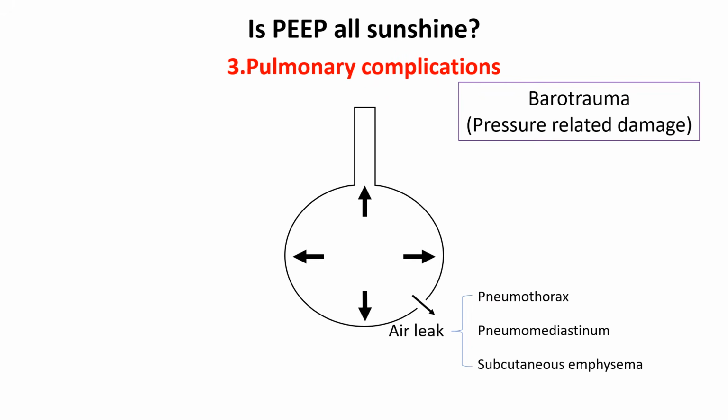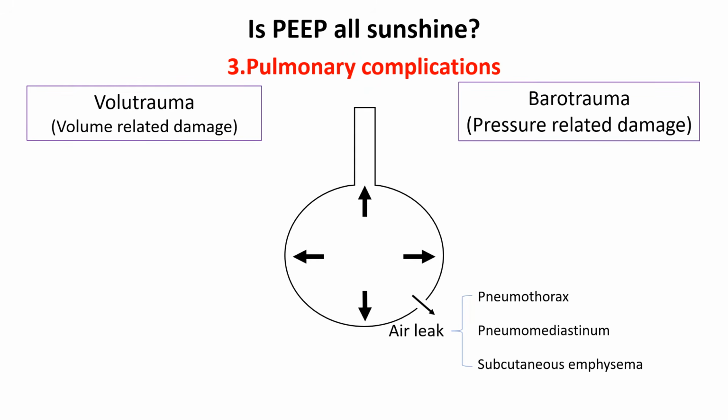It can also lead to volutrauma, which occurs when alveoli are overstretched due to high PEEP, causing damage to the lung tissue. This overstretching triggers inflammation, increases capillary permeability and allows fluid to leak into the lungs, potentially resulting in pulmonary edema.